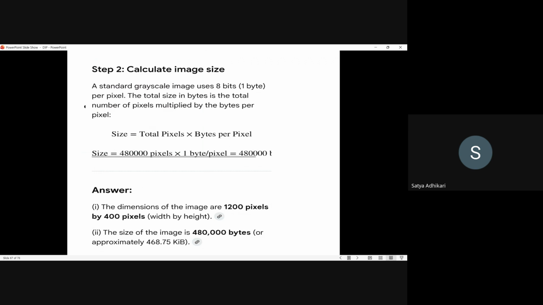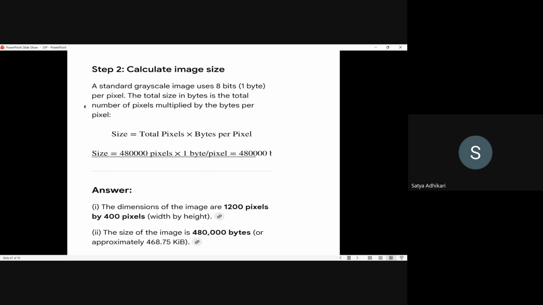If you multiply by 8, you will get the wrong answer. So for bytes per pixel, we know that 8 bits is equivalent to 1 byte. So your 4,08,000 into 1 byte is 4,08,000 bytes. The pixel and bytes per pixel units cancel, so you get bytes. So this is the size of the image. Image size is 4,08,000 bytes and image dimension was 400 into 1200 pixels.